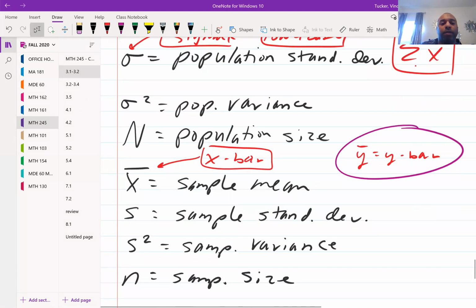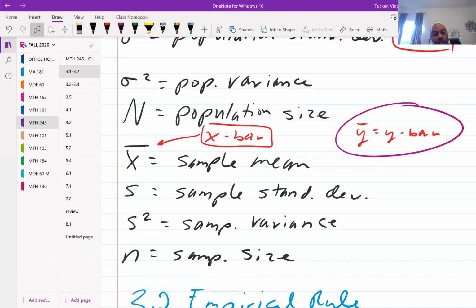All right, going down a little further, then we have our sample notation. So X bar, any variable with a bar over it, you would just say that variable bar. So just like if we have Y bar, or if we have A bar, B bar. I mean, normally we don't go that far with it, but any variable with that bar over it, you would just say that variable bar. And then regular S is your sample standard deviation. S squared is your sample variance. And then lowercase n is your sample size.